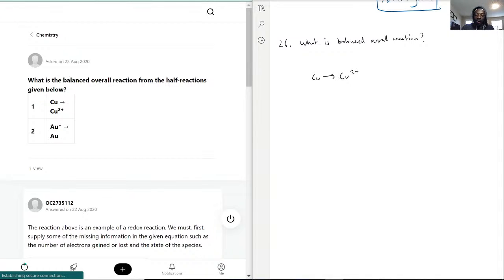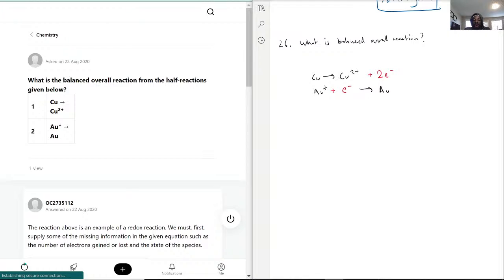Okay, so we have Cu to Cu2 plus, and we have Au plus to Au. The way you balance these is by electrons, and you're probably thinking, but I don't see any electrons. That's why we have to add them. Copper went from Cu to Cu2 plus, meaning that it lost 2 electrons, hence why we put plus 2e, because now it's separated from the copper. Silver, on the other hand, goes from silver plus to silver, meaning that it gained an electron.